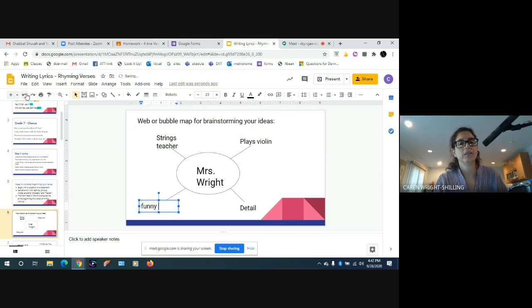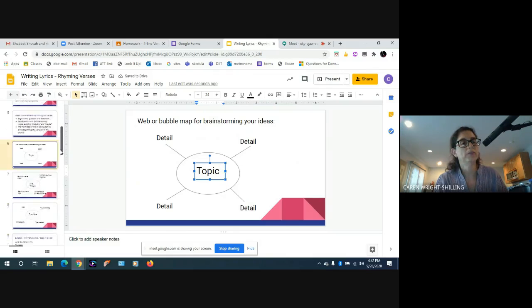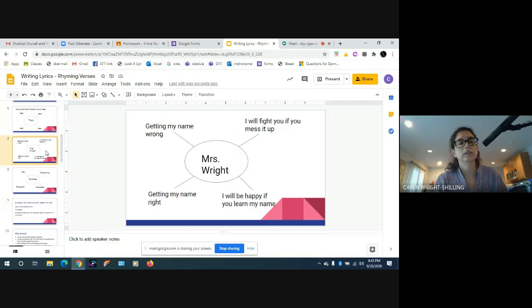let me just hold the back button a million times so it's ready for the next group of people to see. Okay, you'll see another one that I wrote further on. So here it is. This is one that I wrote before, and I actually have a rhyme written already. It says, Mrs. Wright, getting my name wrong, I will fight you if you mess it up. Getting my name right, I'll be happy if you learn my name.